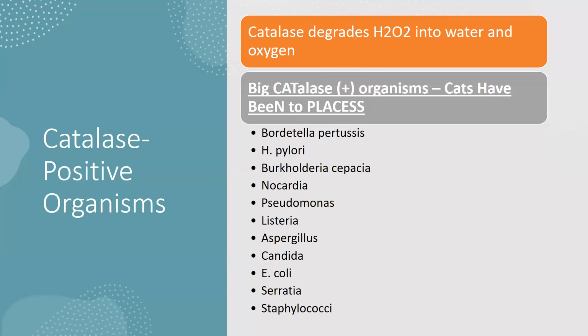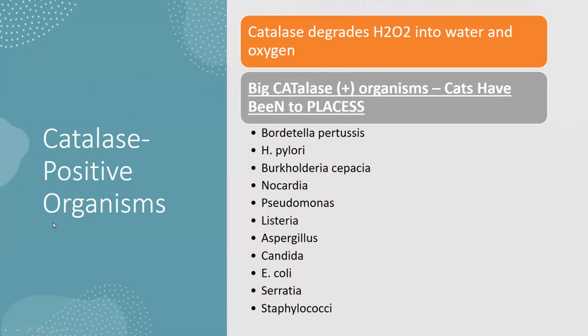Catalase, again, kind of going back to the oxygen discussion, degrades H2O2 into water and oxygen. So this is a way that bacteria can survive these reactive oxygen species. They can avoid being killed off by some of the normal processes of our immune system or our body. And so it's important to know who's catalase positive or negative.